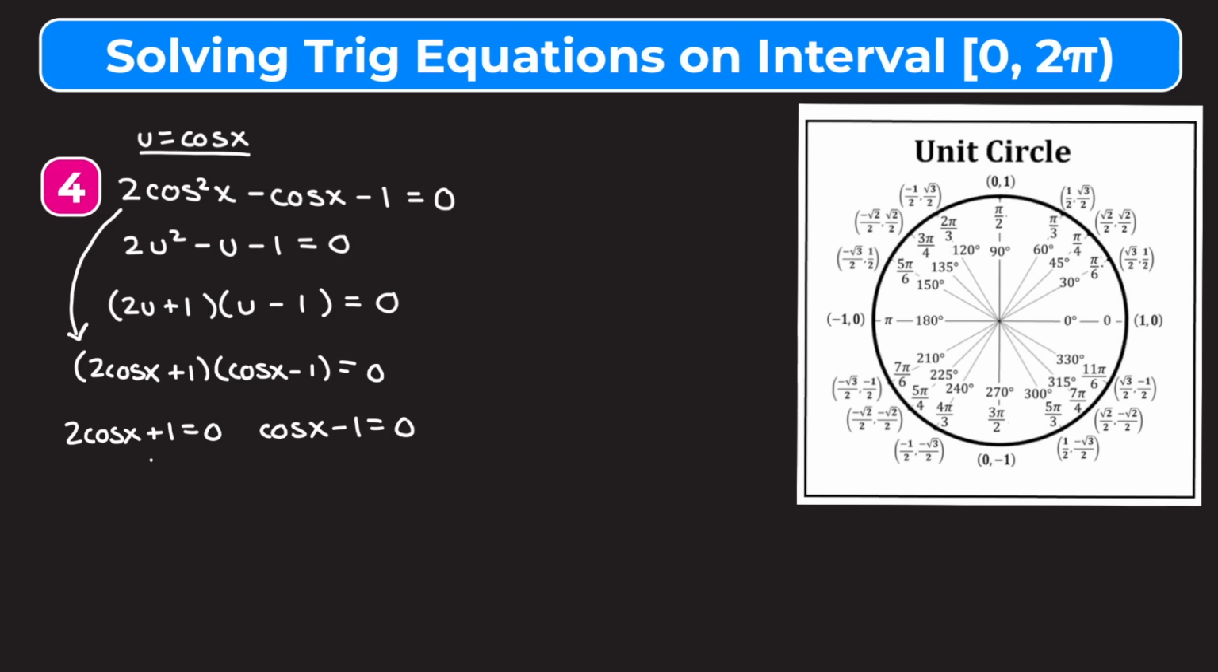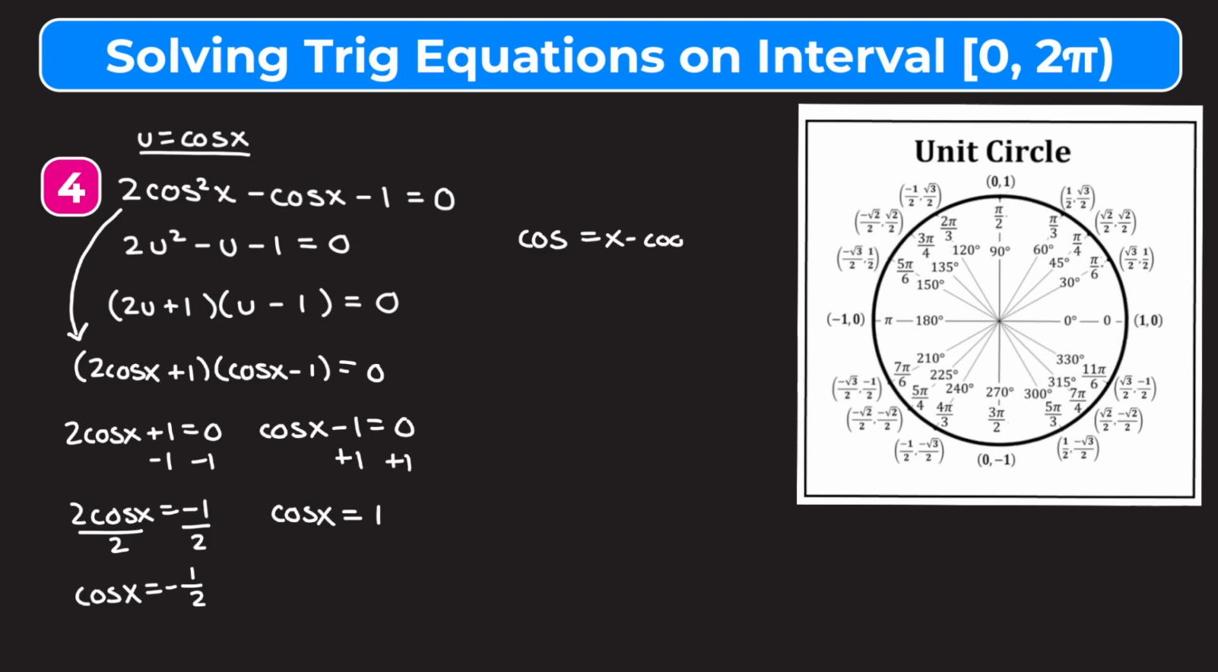Let's solve the left one. Subtract 1 from both sides. So 2 cosine of x equals -1. Divide both sides by 2 to get that the cosine of x is equal to -1/2. And to solve the right equation, we're just going to add 1 to both sides to get that the cosine of x is equal to +1. Remember on our unit circle that cosine is equal to the x-coordinate.